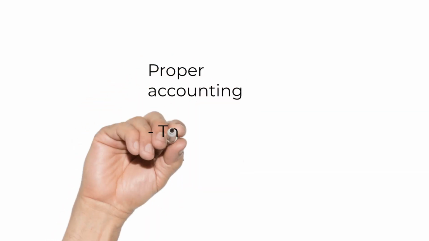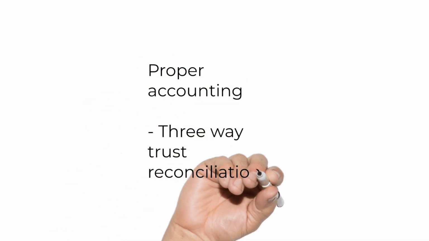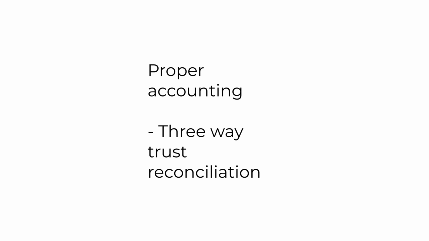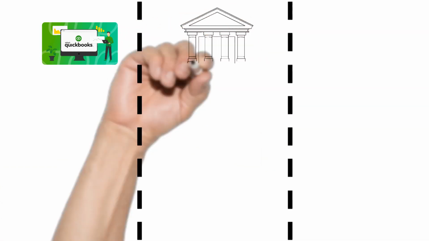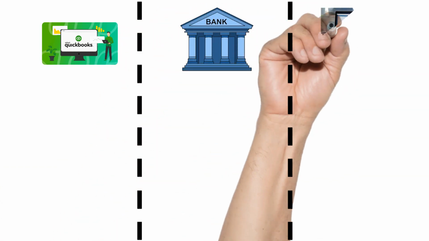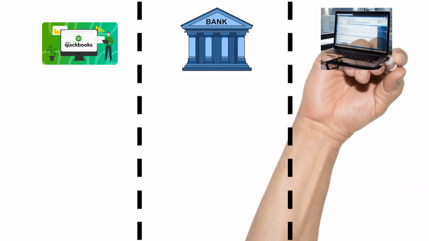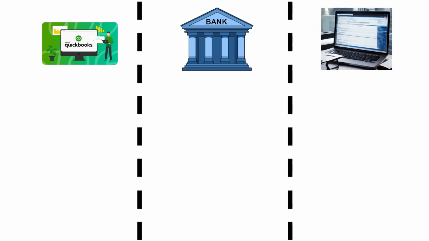In order to ensure that proper accounting is maintained in an IOLTA, a three-way trust reconciliation needs to be performed on a month-to-month basis. A three-way trust reconciliation is a detailed and systematic process that law firms and attorneys use to ensure the accuracy and consistency of their financial records related to trust accounts. This reconciliation involves comparing three sets of records to confirm that they are all in agreement.